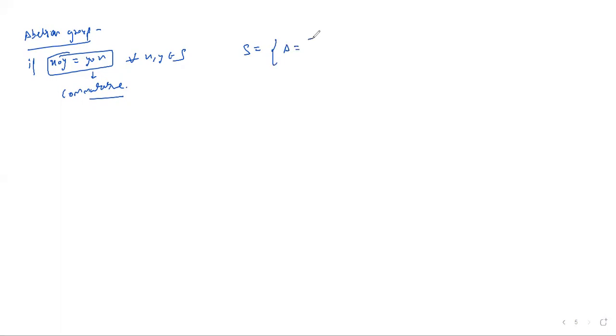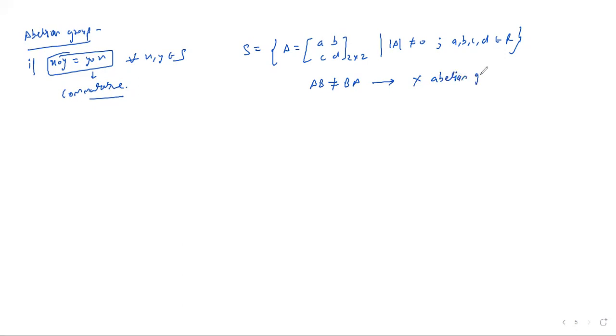Now let's see that if S is the set of matrices A, taking the matrix A with elements a, b, c, d, it is a 2 cross 2 matrix with determinant of A not equal to 0, and a, b, c, d belong to R. Then we can see that the matrix multiplication AB is not equal to BA. So this is not commutative and it is not an abelian group. Clear?